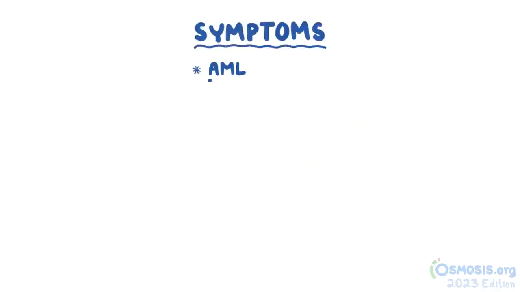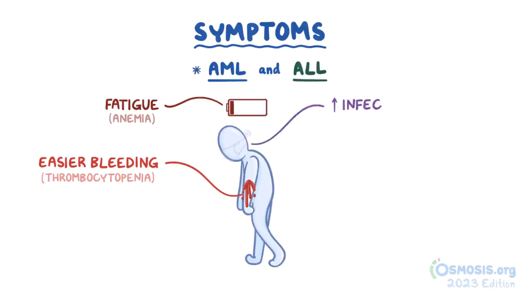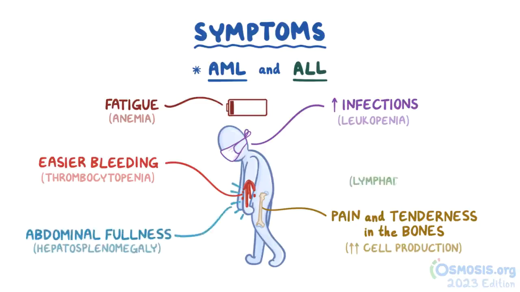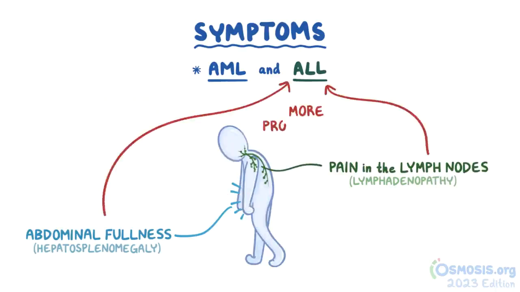Symptoms of both AML and ALL include fatigue because of the anemia, easier bleeding because of the thrombocytopenia, and more frequent infections because of the leukopenia. Pain and tenderness in the bones can occur when there's increased cell production, which causes the bone marrow to expand. Hepatosplenomegaly often causes a feeling of abdominal fullness, while the lymphadenopathy often causes mild but localized pain in the lymph nodes. However, hepatosplenomegaly and lymphadenopathy are both seen more prominently in ALL rather than AML.